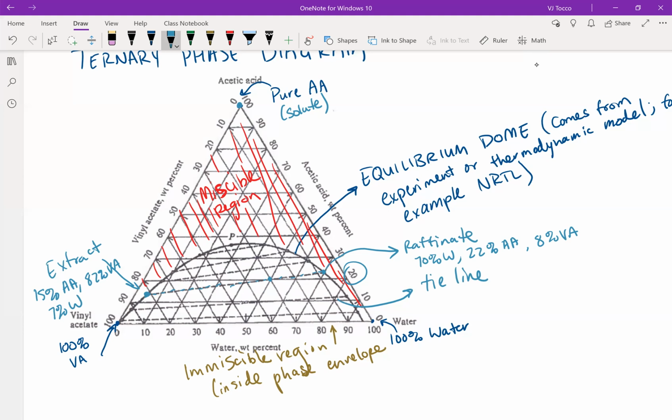That's going to do it for this video. In the next video, which will be in the next class period, I'll show you how you put all this stuff together in order to solve a single stage liquid-liquid extraction problem. See you in the next video.